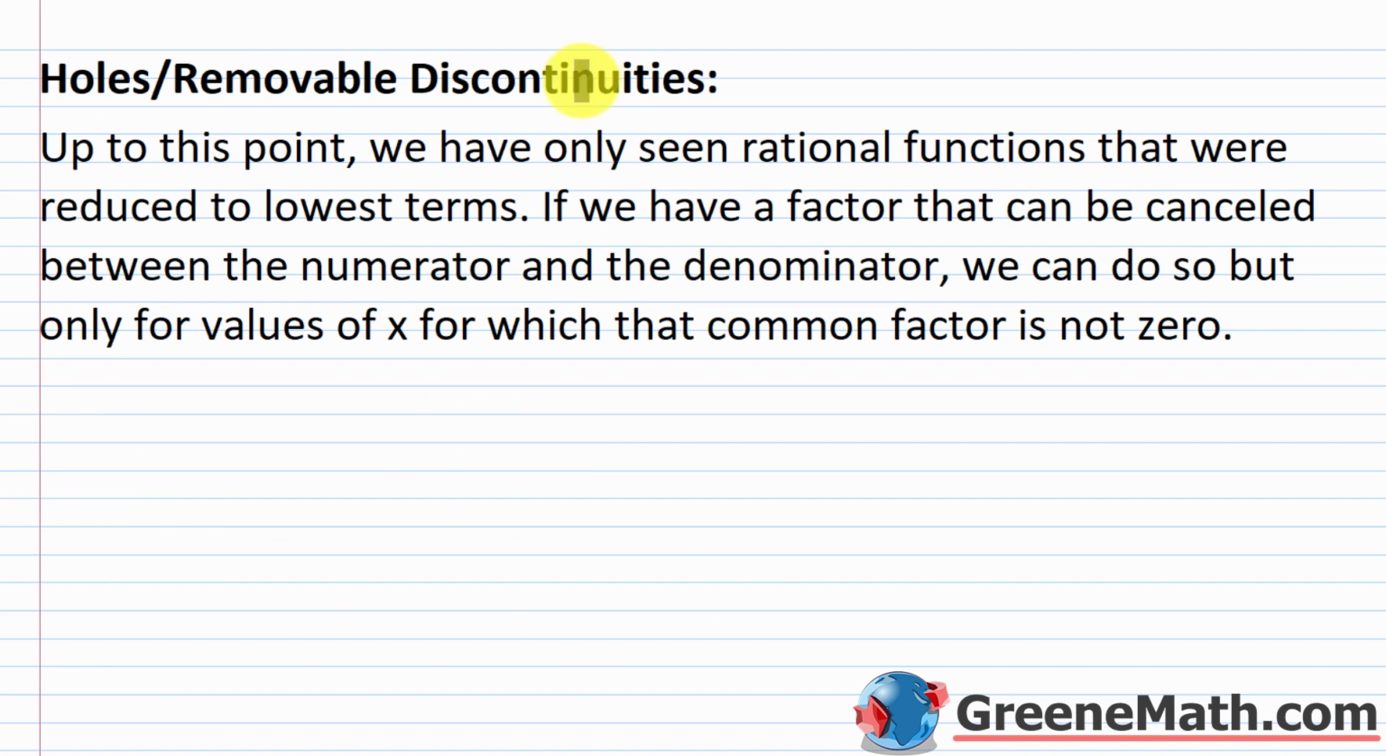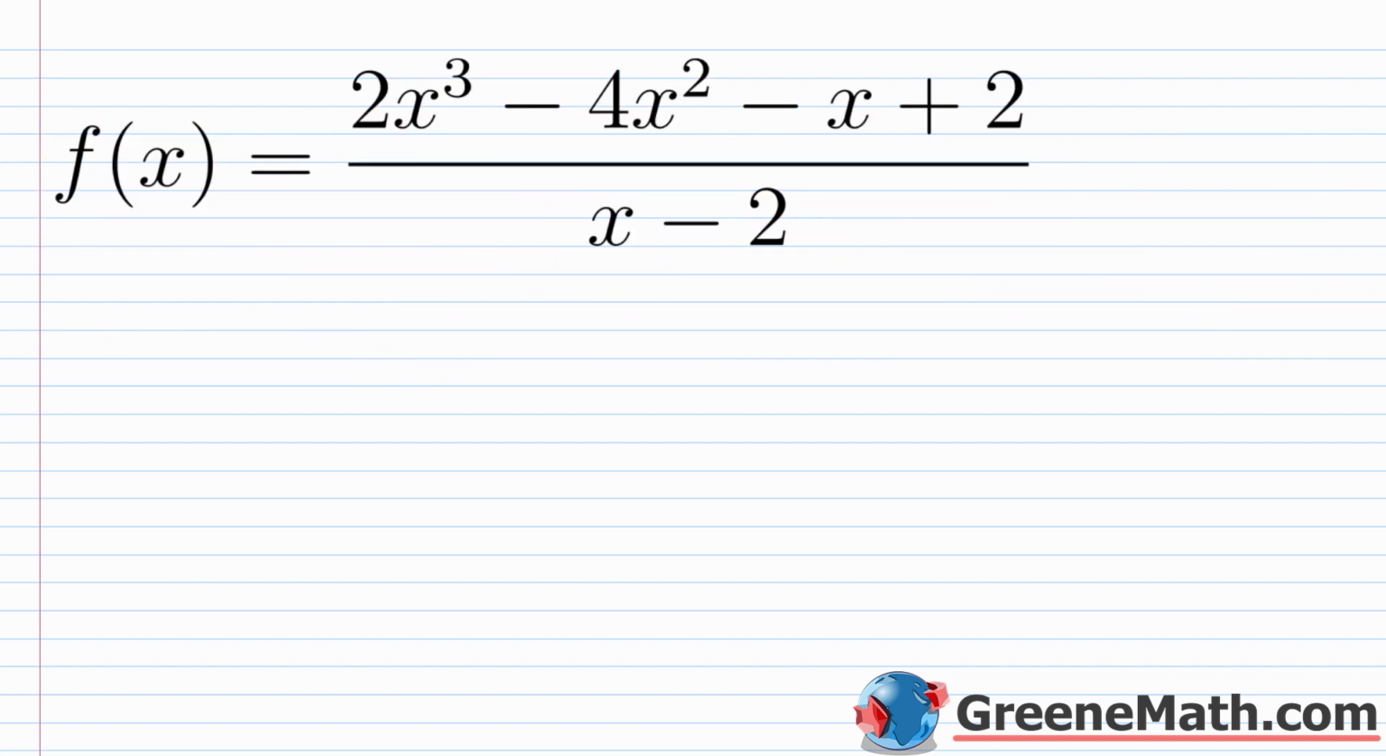All right, let's talk about holes in your graph. Some people call these removable discontinuities. So up to this point, we've only seen rational functions that were reduced to lowest terms, or you could say simplified. If we have a factor that can be canceled between the numerator and the denominator, we can do so, but only for values of x for which that common factor is not 0. Let me give you an example of this.